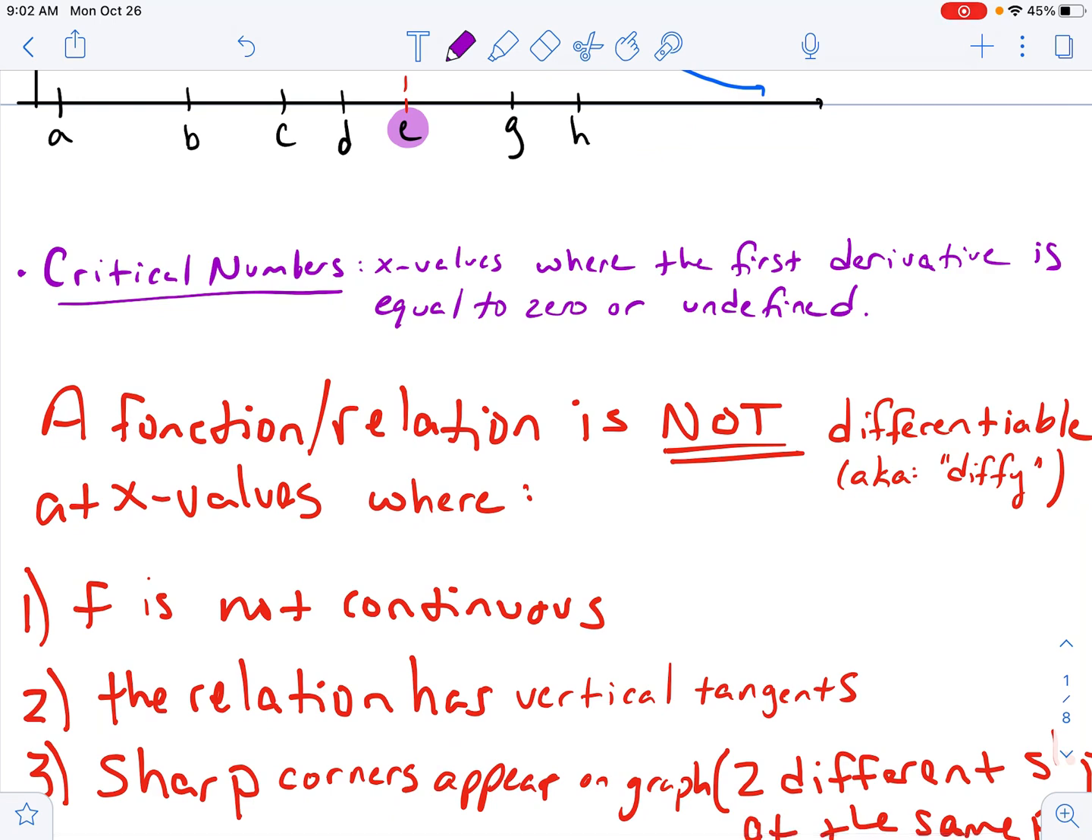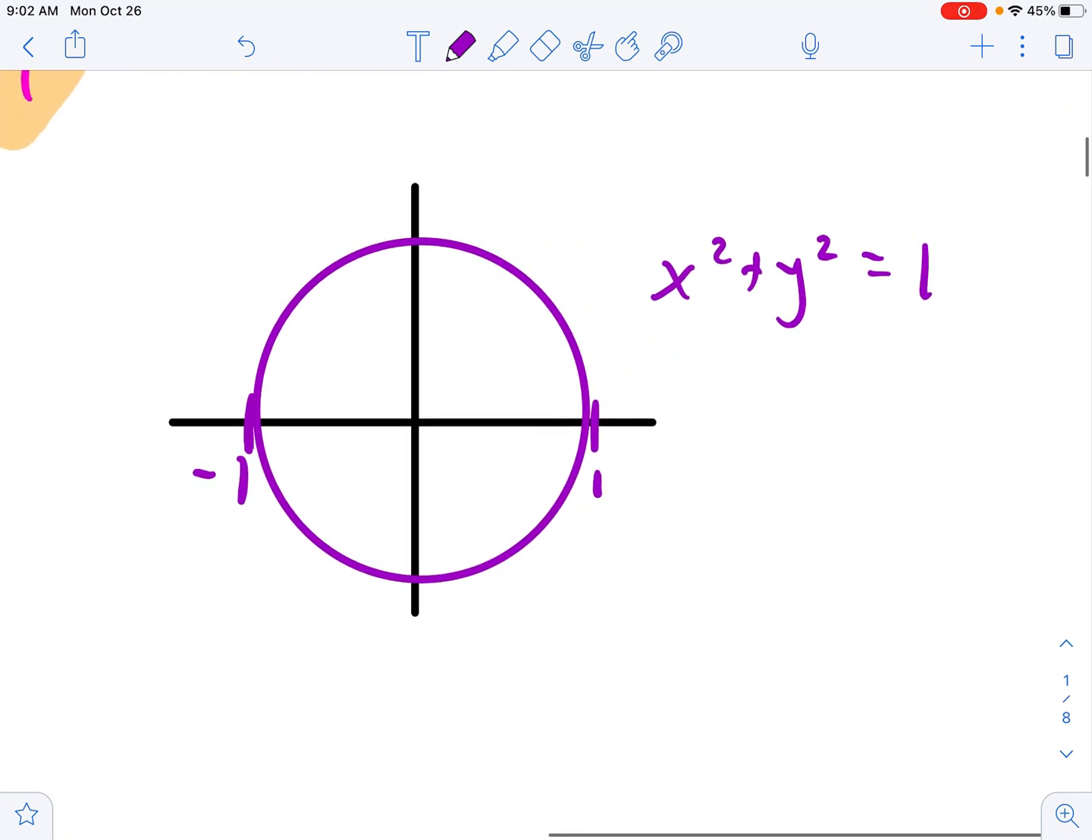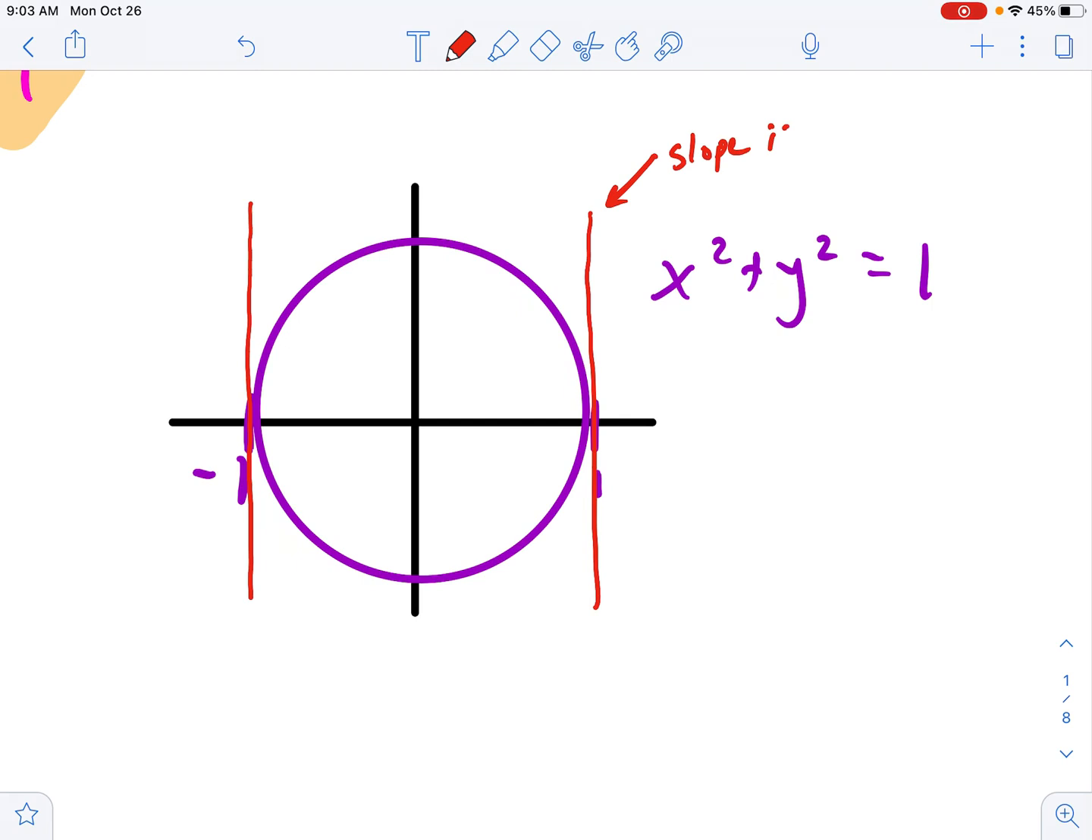Second condition is if the relation has a vertical tangent line, okay? So looking at this circle, there are a couple of places where the tangent to this circle is vertical, right? And you should be able to look at that and see, oh, hey, over here at -1, if I were to draw the tangent line in, that's a vertical tangent line. And over here at +1, we have a vertical tangent line, okay? So the derivative doesn't exist there. Again, slope of the tangent line is the derivative, and the slope of a vertical line is undefined.